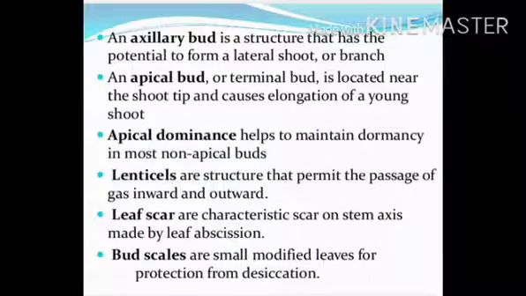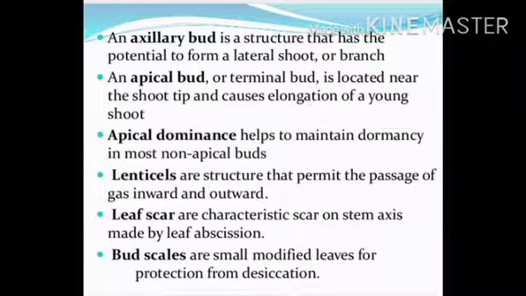Now I will tell you about some other parts in the shoot system. An axillary bud is a structure that has the potential to form a lateral shoot or branch. An apical bud or terminal bud is located near the shoot tip and causes elongation of a young shoot, meaning it allows the plant to grow upward. Apical dominance helps to maintain dormancy in most non-apical buds.